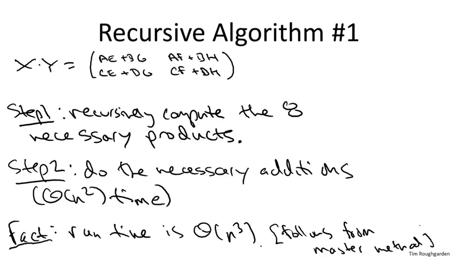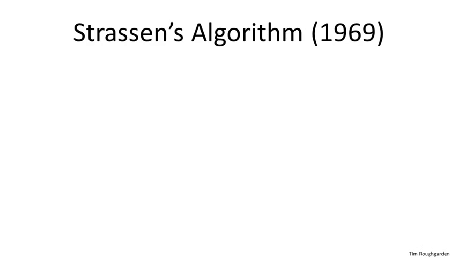So, the $64,000 question is then, can we do something clever to reduce the number of recursive calls from 8 down to something lower? And that is where Strassen's algorithm comes in. So at a high level, Strassen's algorithm has 2 steps, just like the first recursive algorithm that we discussed. It recursively computes some products of smaller matrices, roughly n over 2 by n over 2 matrices.